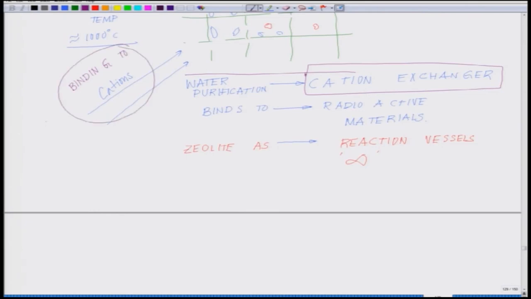This is one thing which is important for us, and second thing, zeolite as a reaction vessel. These are the two aspects we are going to deal with, which are of our direct concern for bio oil purification. So before we get into that, through geological eras, we have different kinds of rocks which have formed: igneous, metamorphic and sedimentary rocks.